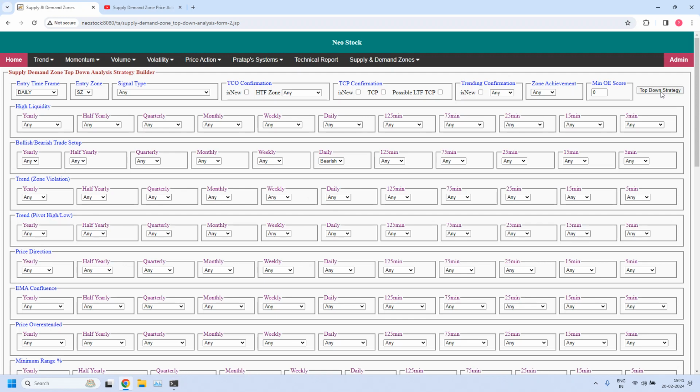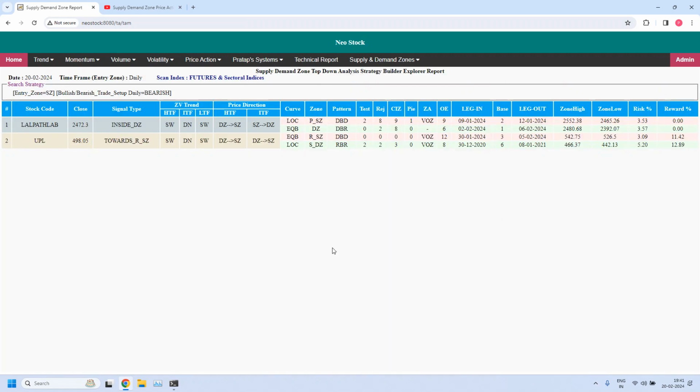Now let us filter. Only 2 stocks are filtered. Lal Patlab, you can't plan a trade because there is no sufficient RR, maybe because both these zones overlap with each other. If you fine tune the zone and find good RR, okay, you can plan. But we don't know at what level they overlap. And the next one is UPL. UPL is moving towards the supply zone, moreover towards a high liquidity supply zone, which is a very fresh zone.